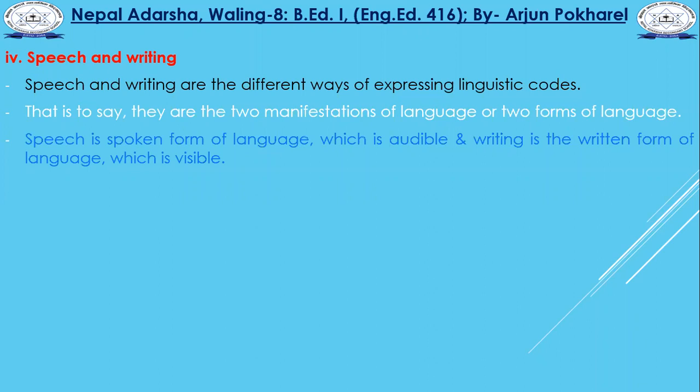Now speech, as I told you before, is the spoken form of language which is audible. That is, I am here speaking and you are listening. Audible means that you are listening. Speech is the spoken form of language which is audible, and writing is the written form of language which is visible. Whatever you have seen on the screen is the written form of communication, and whatever you have heard from what I speak is the spoken form, and that is speech.